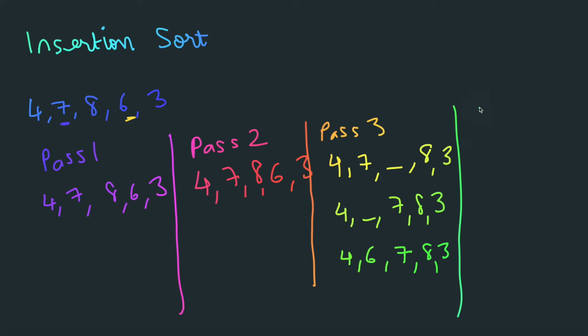In the very last pass, you pick the fourth, very last card, which is 3. You repeat the same process which you repeated for 6, right? You compare 3 with 8. Is 3 greater than 8 or smaller than 8? 3 is smaller than 8. You move 8 to 3's position, thereby making 8's position blank.